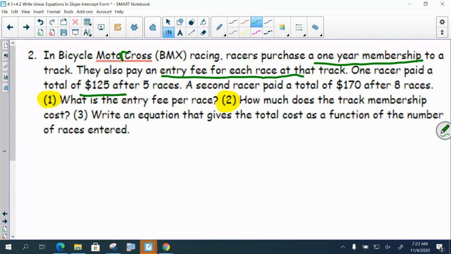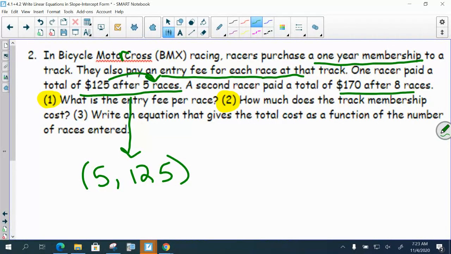So if we were to write these as coordinates, remember the terms independent and dependent. So the independent variable in this case would be the number of races. So 5 is your x, and then the dependent variable, your y, is going to be the amount of money, because the amount of money is going to depend on the number of races you go to. Okay, so then the other coordinate would be 8 and 170.